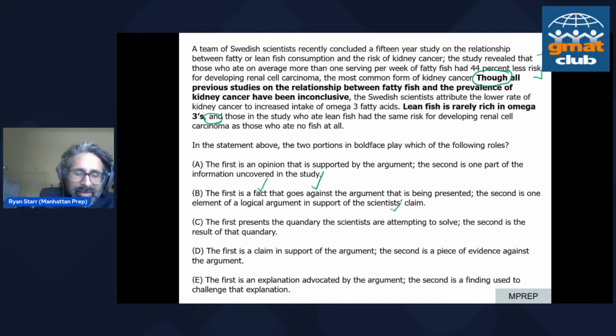Why are they so inconclusive? And so that's basically a problem, right? This is not what they're attempting to solve. It's just an inconvenient truth that casts some doubt on their results. Also, not totally fair to say the second is the result of that quandary, because that supposed quandary is about the relationship between fatty fish and kidney cancer, and the second boldface portion is about lean fish. So the second boldface portion can't possibly be the result of that quandary. And I'm not sure what the result of a quandary even looks like, honestly.